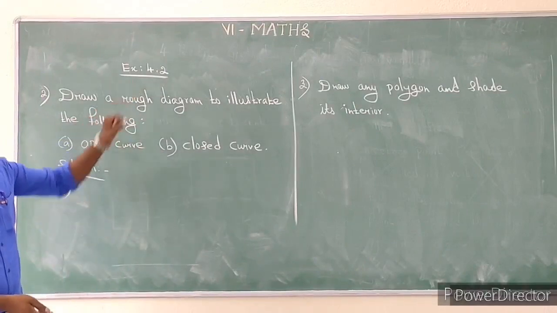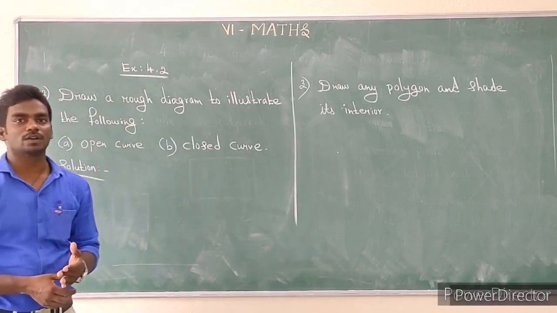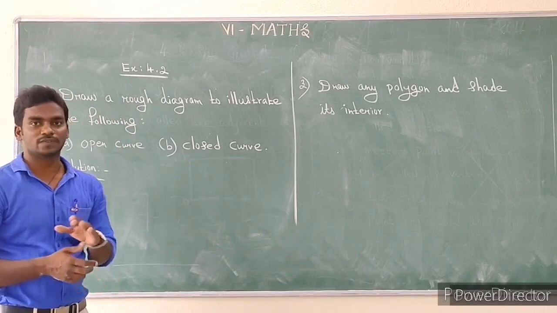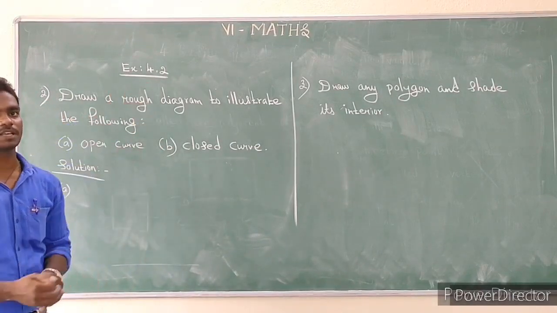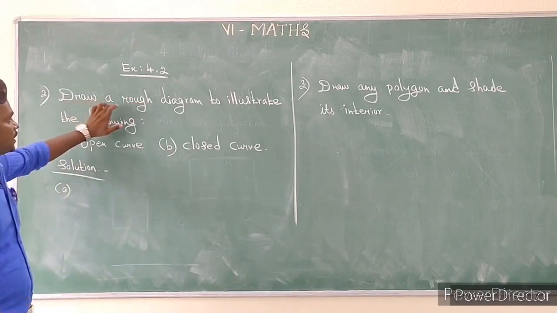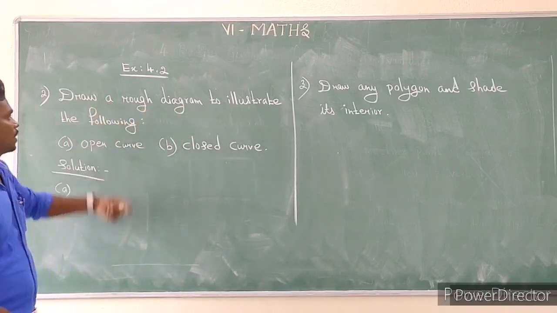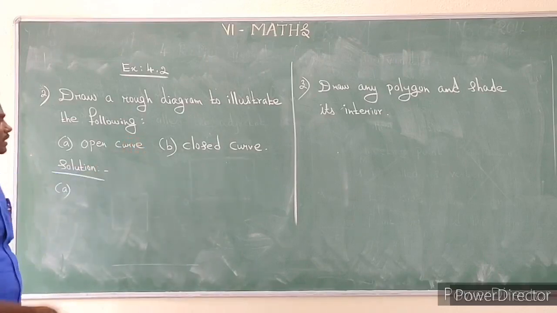So next, our exercise 4.2. In exercise 4.1, you will do your homework, at least the fifth or sixth problems, right? Next, in exercise 4.2, do your first sum as homework. Second one: draw a rough diagram to illustrate the following.